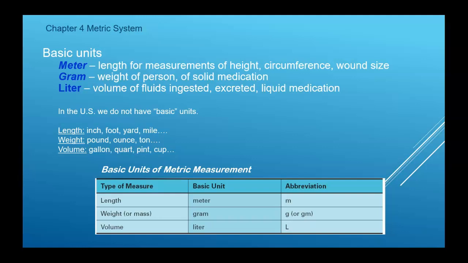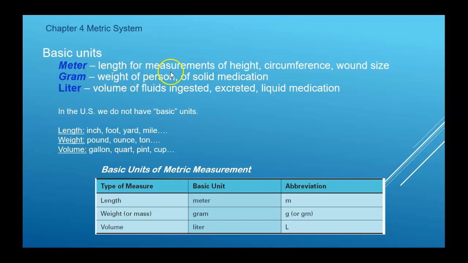The metric system is a decimal-based system of measure. So our three basic units of measurement. Meter measures length. In our U.S. system, we measure length in inches, feet, yards, miles, and you have to convert between all of them. Well, with a meter, the measurement is decimal based, so it's all powers of 10 based on the meter.